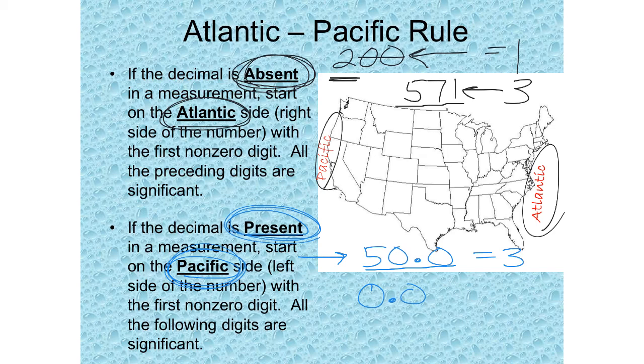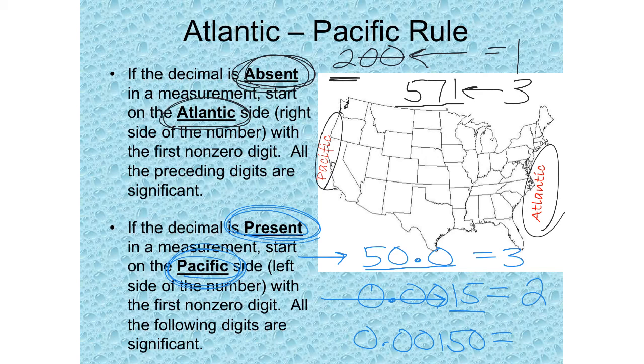If we had an example like this, 0.015, that would be two significant figures. Decimal's present, so we come from the Pacific side, and we can't start counting until we hit something other than a 0. So that would be the 1, and then you count everything after that. So this rule will work to just make things a little bit easier for us.